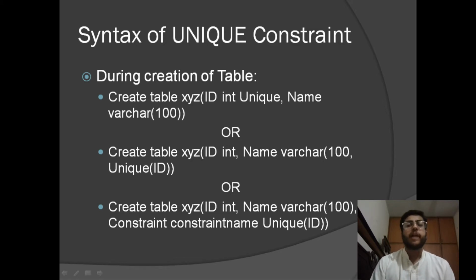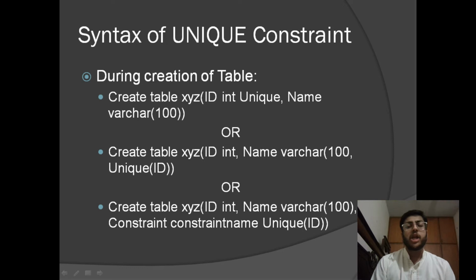Similarly, create table xyz, name varchar and unique id, right? Now what we are doing here, we are writing the keyword unique and id within the brackets. We are doing this in the end, writing the unique constraint at the end, right?